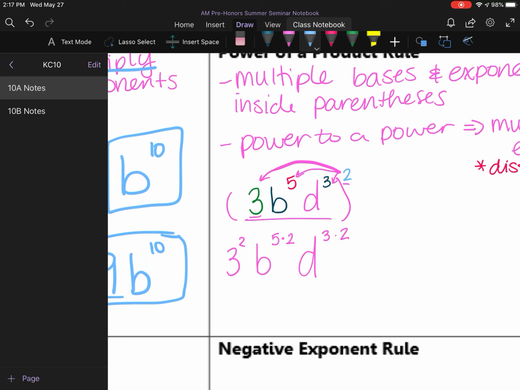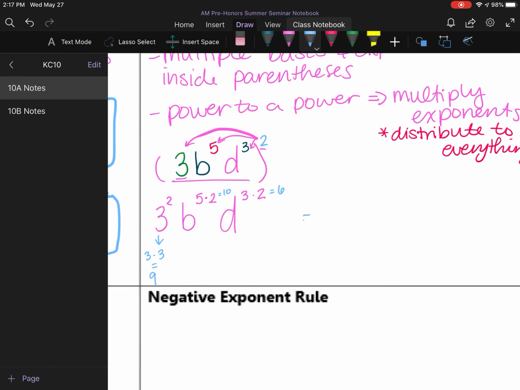So 3 to the 2nd power, that's 3 times 3, which is 9, right? And then if we're doing 5 times 2, that's 10, and 3 times 2 is 6. So our final answer, so we have the 3 to the 2nd power, which is 9. The b stays the same, the d stays the same, but we're going to use our multiplied exponent. So b is to the 10th power, and d is to the 6th power.